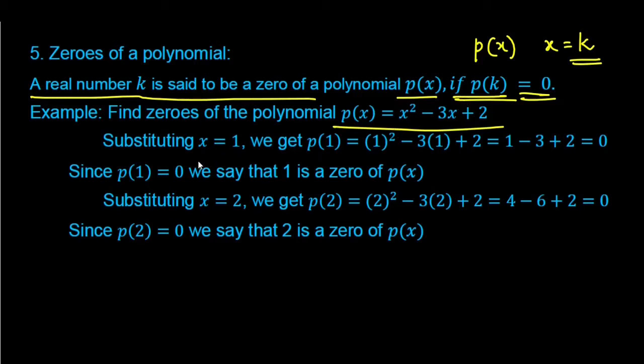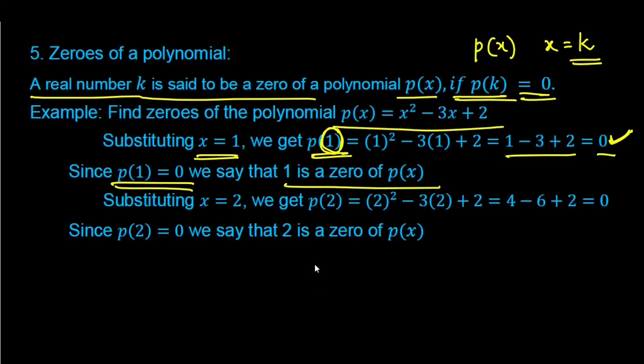Now let us find the value of P of x at x equal to 1. That is denoted as P of 1. P of 1 is equal to 1 square minus 3 into 1 plus 2. This is 1 minus 3 plus 2, which becomes 0. Here the value of P of x is 0. So whatever value we have taken for x here, it is 1. This 1 is called a zero of that polynomial. Since P of 1 is equal to 0, we say that 1 is a zero of P of x.